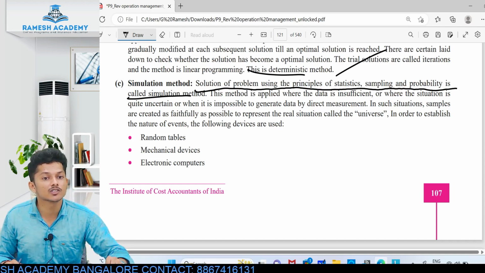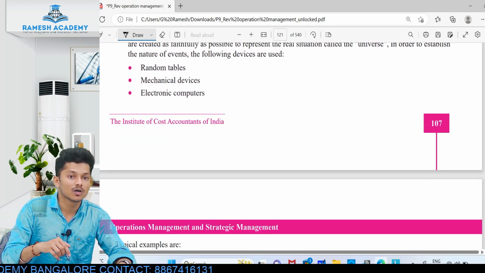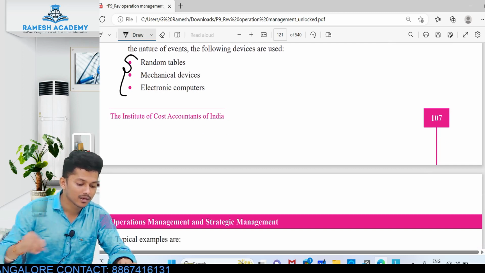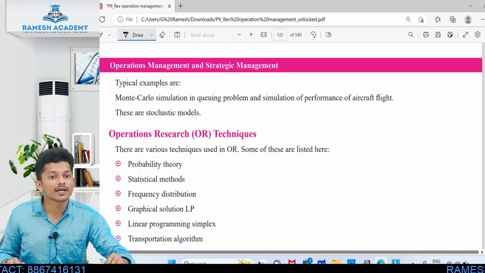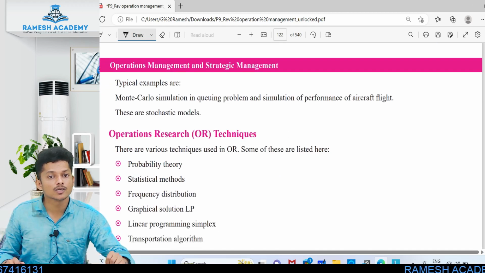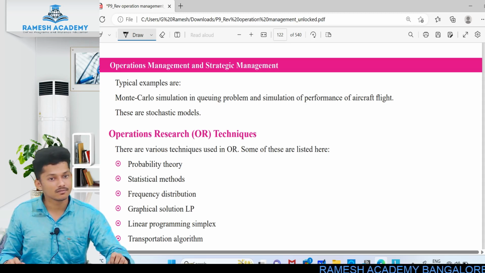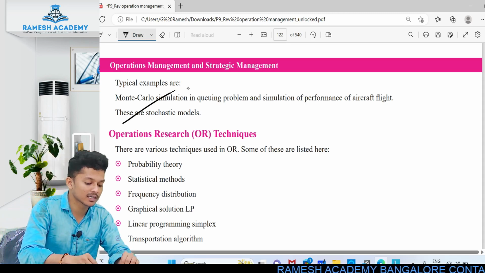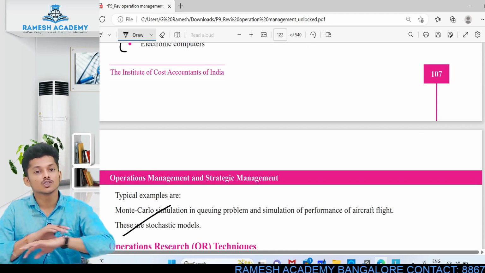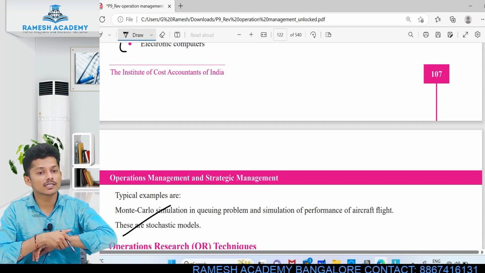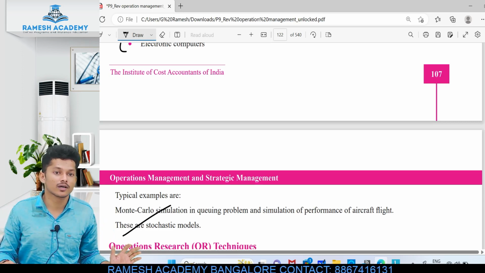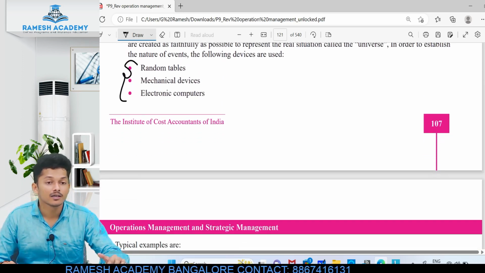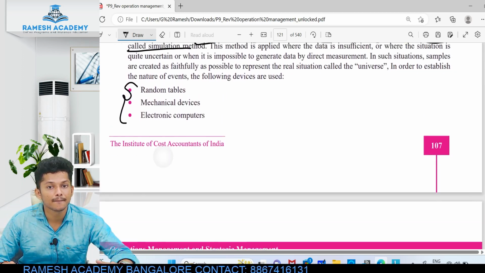In order to establish the nature of events, the following devices are used. What are those devices? Random tables, mechanical devices, electronic computers. Typical examples are Monte Carlo simulation in queuing problems and simulation of performance of aircraft flight, and these are stochastic models. Understood, guys? You have so many problems under this simulation method. So which method is a stochastic model? The one you find in simulation and queuing models using Monte Carlo. Okay, got it? And that's it.